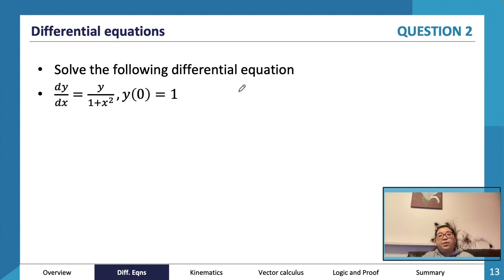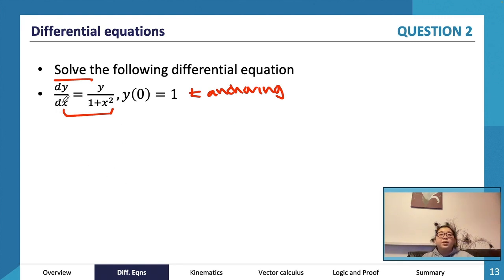So we have to solve the following differential equation, where dy/dx equals y over 1 plus x squared, where y(0) equals 1. So this is to solve that question. We can see that we have the actual derivative, and then we also have an anchoring point to tell us exactly which function in the family of functions it is going to be.